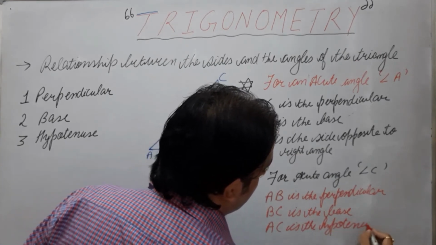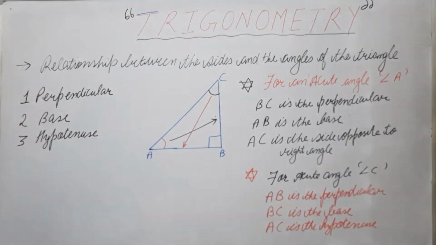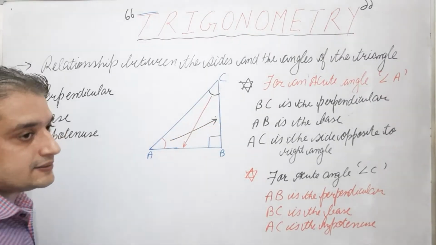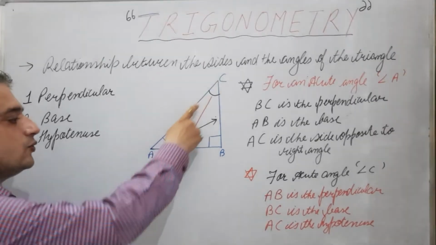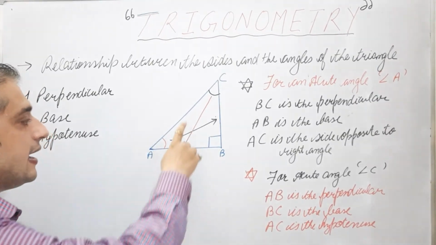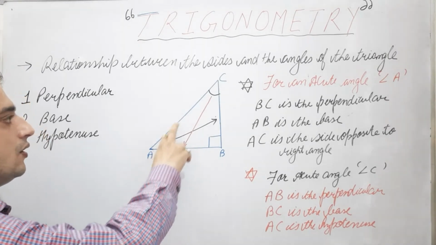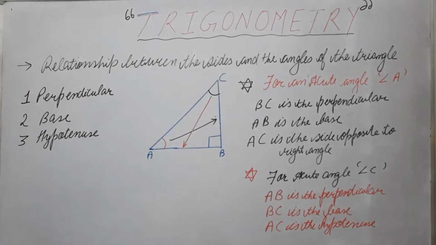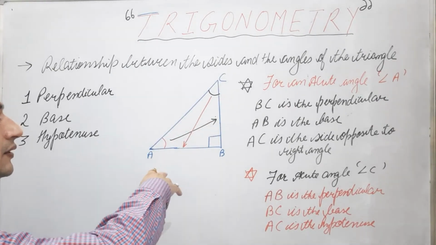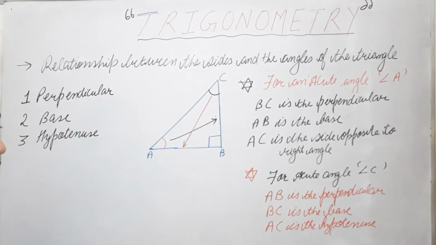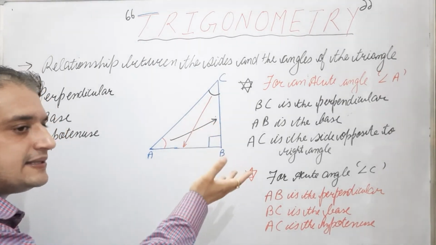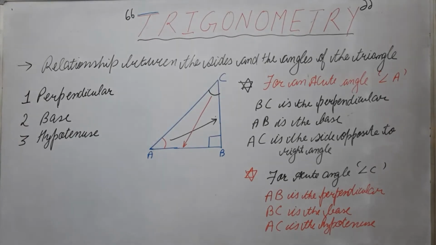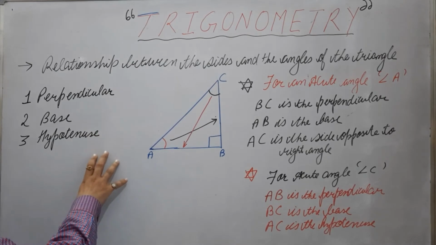So generally you have to see which is your perpendicular and which is your base. But that all are with respect to the acute angles. Either if you are taking acute angle A or you are considering acute angle C. So corresponding to this, if you change the angles, then the position of the sides change. Your perpendicular will become your base and base become your perpendicular, right? So these are the concept of perpendicular, base and hypotenuse.